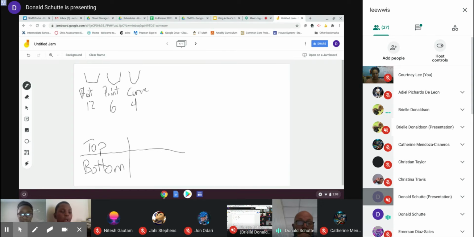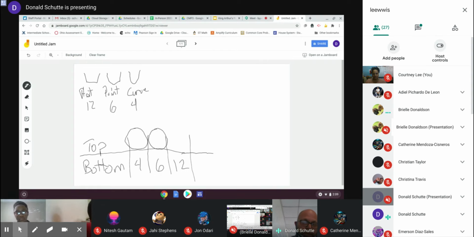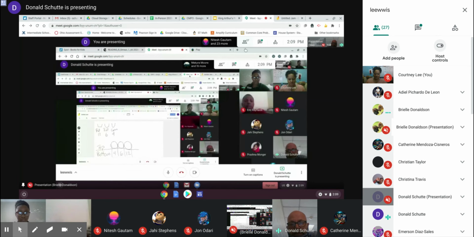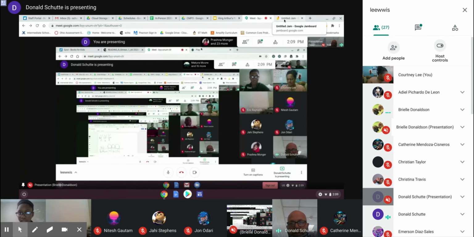Okay, so here's what we're looking for. At the bottom we have a 4, a 6, and a 12. We want to know which line at the top has numbers that don't necessarily match these, but they work proportionally, and it's a lot like equivalent fractions. Okay. So pick one of the lines at the top. Let's start with the very top line.